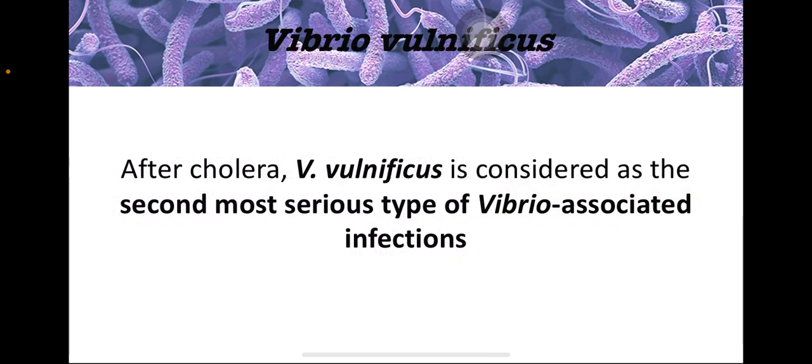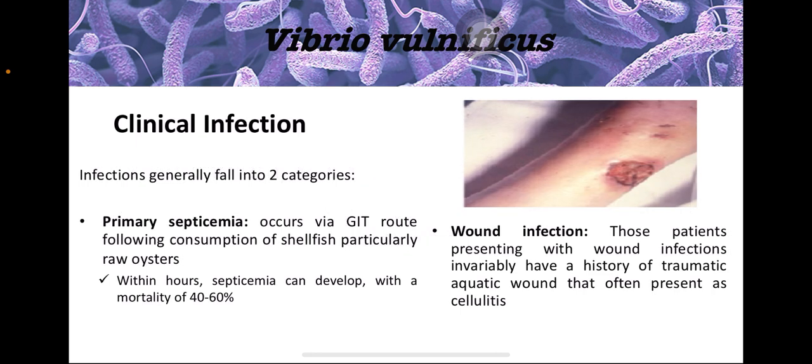Next, we have your Vibrio vulnificus. So Vibrio vulnificus is considered the second most serious Vibrio infection after cholera. It is dangerous because of rapid progression to sepsis. So infections come in two major forms. So we have primary septicemia, and the second one is the wound infection.